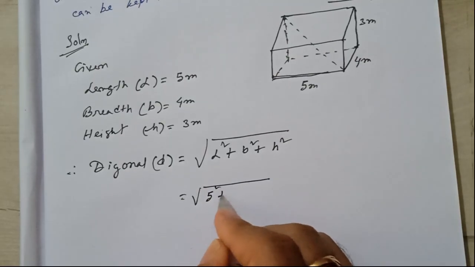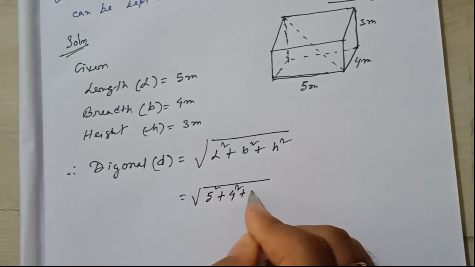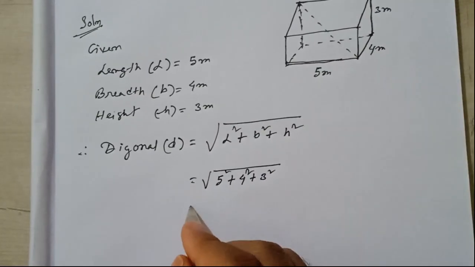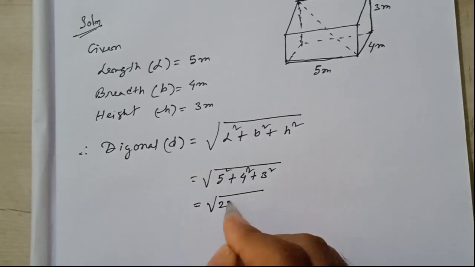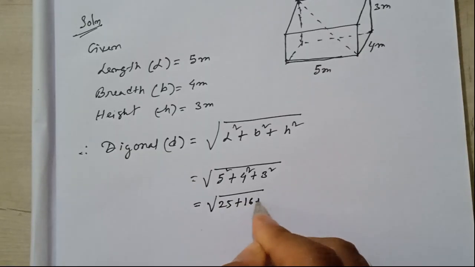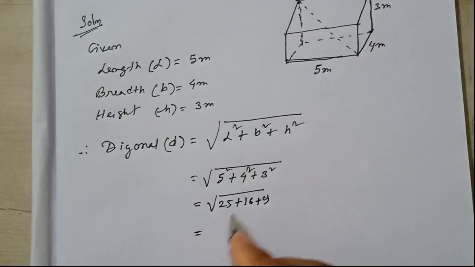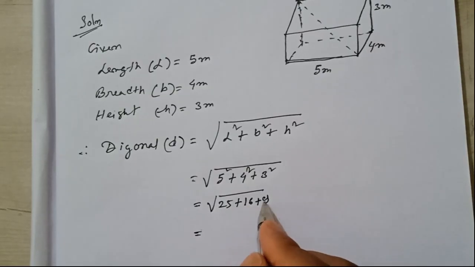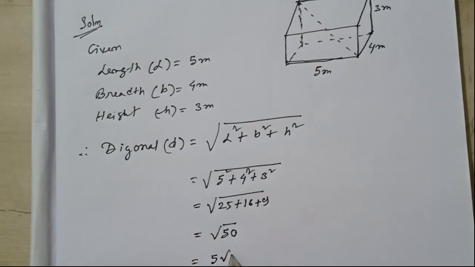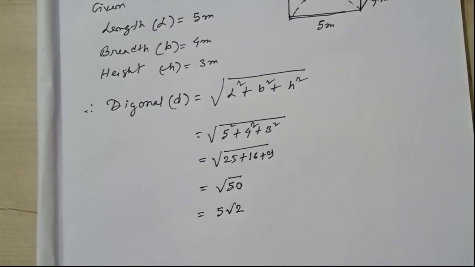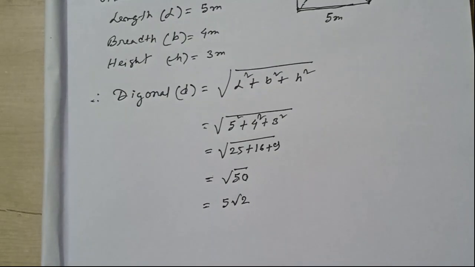square root of 5 square plus 4 square plus 3 square, right? This is equal to square root of 25 plus 16 plus 9. How much it is? 25, 25, 25, 50. Square root of 50. This is equal to 5 into 5, 5 square root of 2. So that is the value.